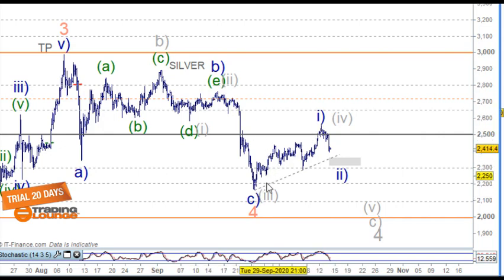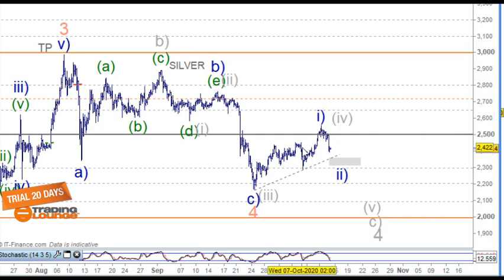I mean, I can count 5 waves up here in terms of 1, 2 here, then 1, 2, 3, 4, and 5 in here for the third wave, an A and a B and a C for the fourth wave as an expanded flat, and then up here for the fifth wave. So it can count up as 5 waves, but I can also see it counting as 3 waves as well, as an A and a B and a C for the A wave, an A and a B and a C for the B wave, and then up here for the C wave.